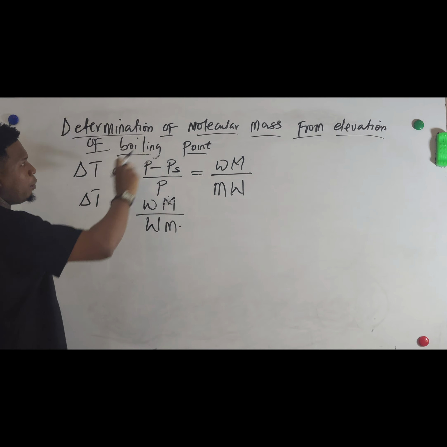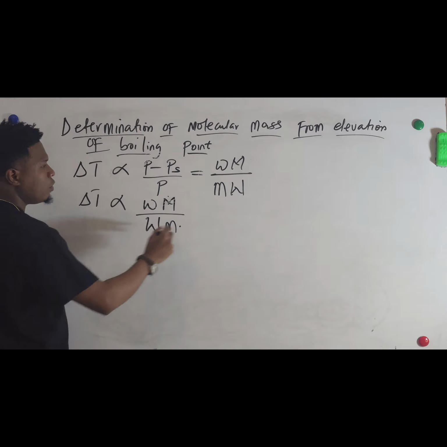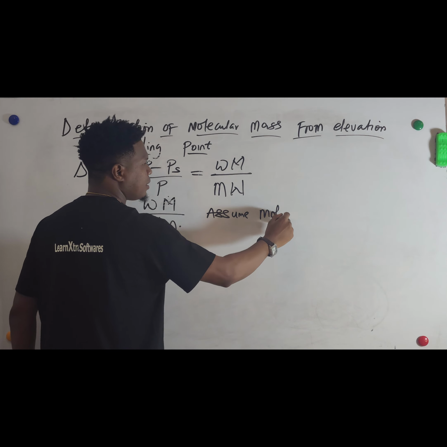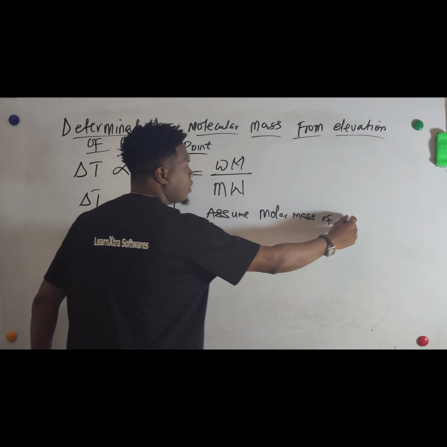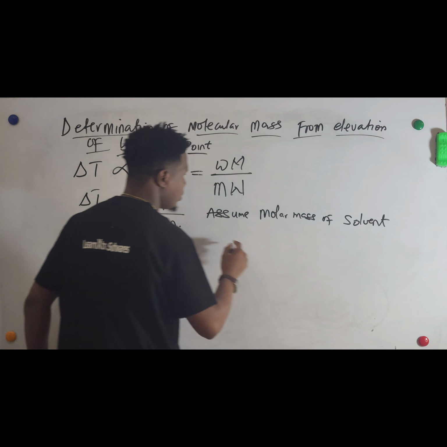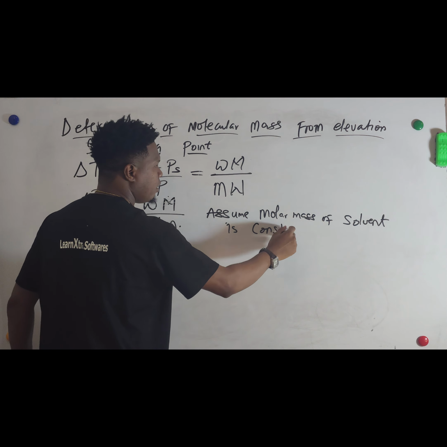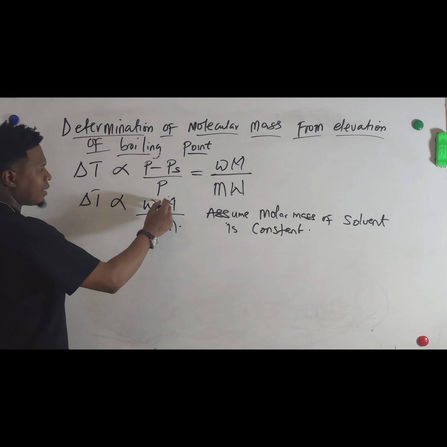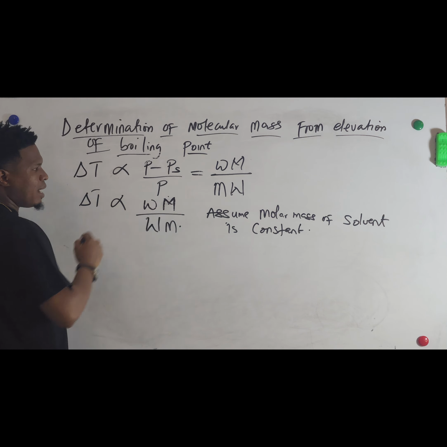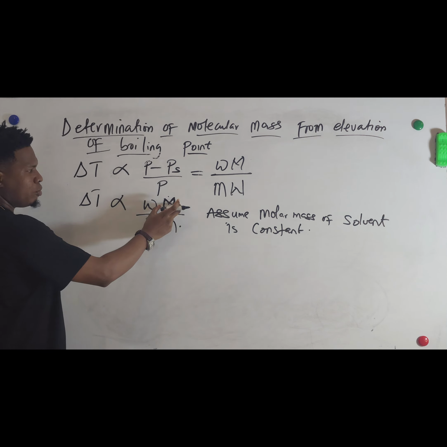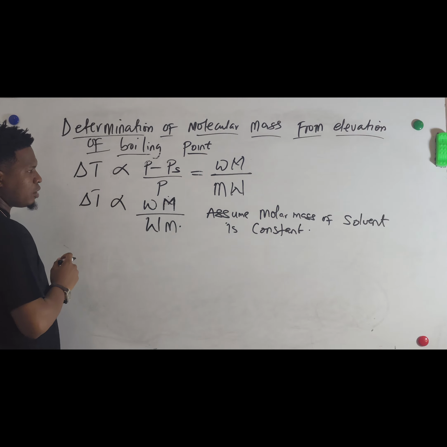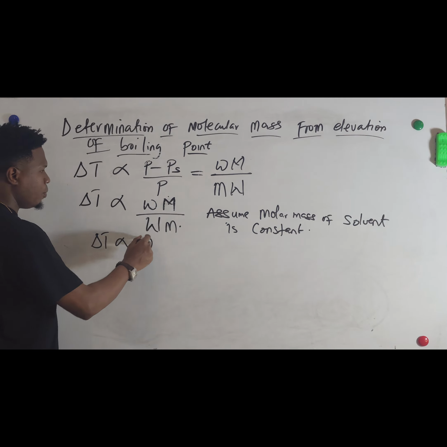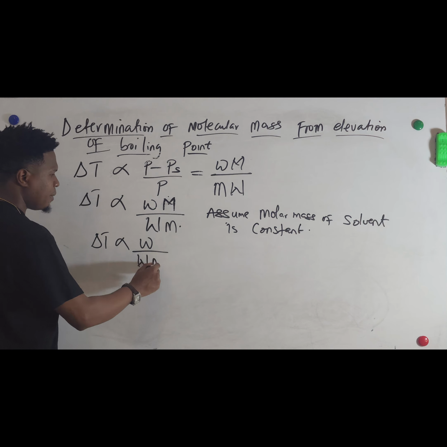Since we are looking at the boiling point, we are going to assume that the molar mass of the solvent is constant. Which one represents the molar mass of the solvent? Capital M represents the molar mass of the solvent. So this molar mass will be kept constant. If it's constant, we remove it from this expression, it's 1. So we have that change in T is directly proportional to W over capital W times small m.